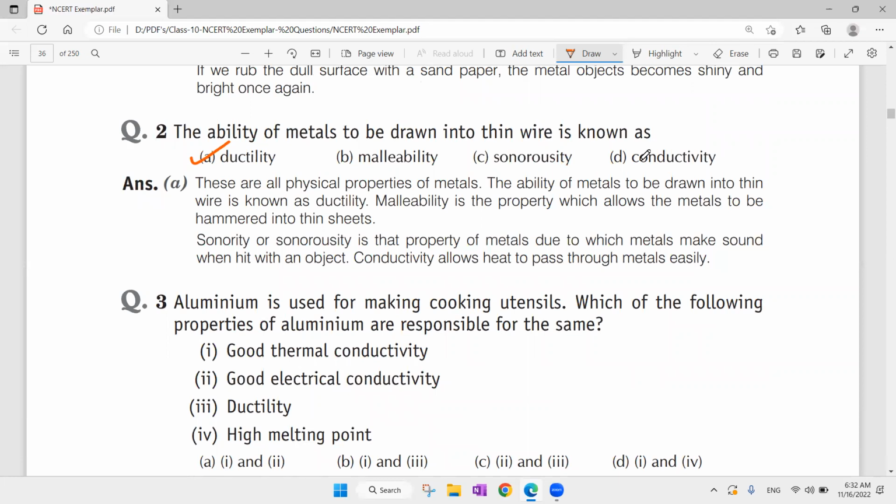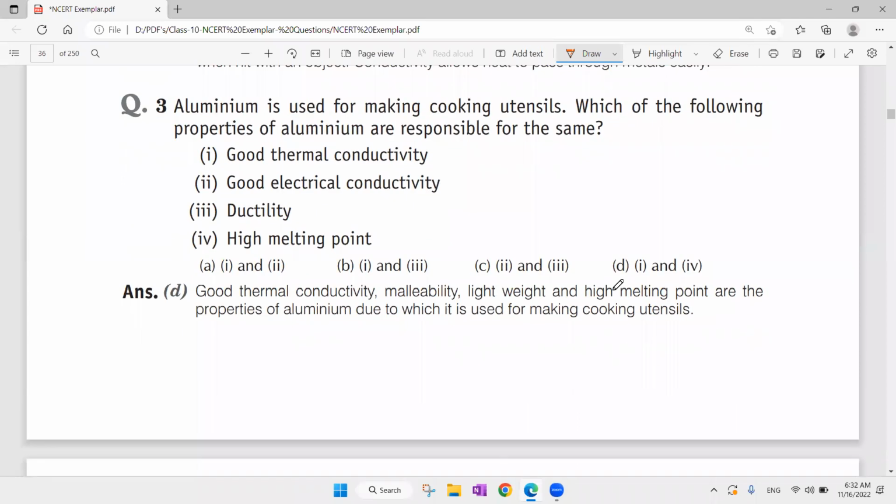Third question. Aluminium is used for making cooking utensils. Which of the following properties of aluminium are responsible for the same? In the kitchen, we observe aluminium metals used for cooking. So good thermal conductivity, yes, thermal means heat. This is the option. Good electric conductivity, though, in the kitchen we are not using any electricity, so no need to go with this option. You can eliminate this.